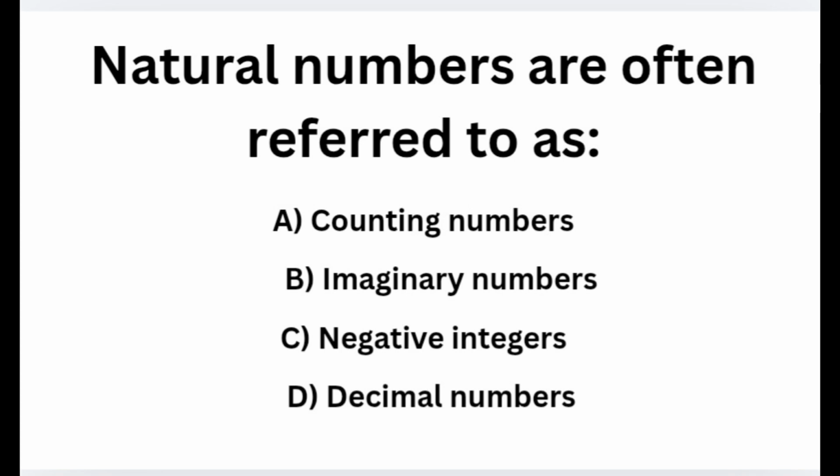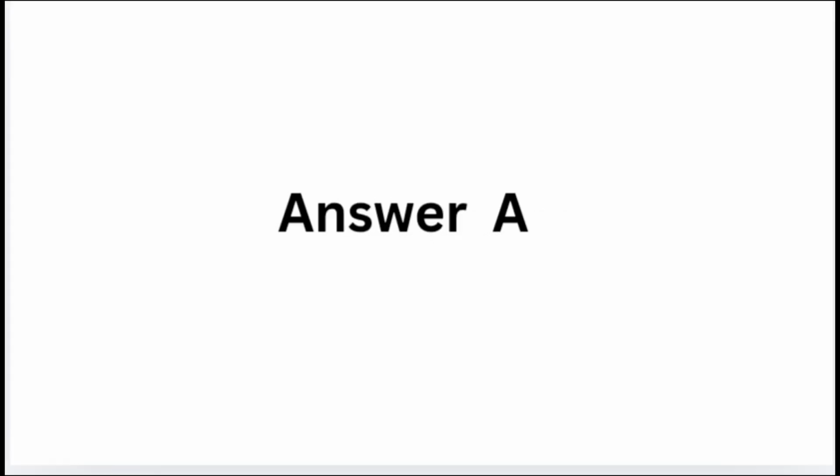Question number 10, the last question. Natural numbers are often referred to as A. Counting numbers. B. Imaginary numbers. C. Negative integers. D. Decimal numbers. The correct answer is A. Counting numbers.